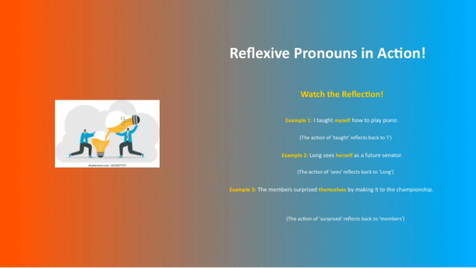And in the third example, "the members surprised themselves by making it to the championship." The reflexive, themselves, emphasizes that the members were surprised by their own achievement. It adds a layer of emphasis, showing that the action is directed back to the doers.